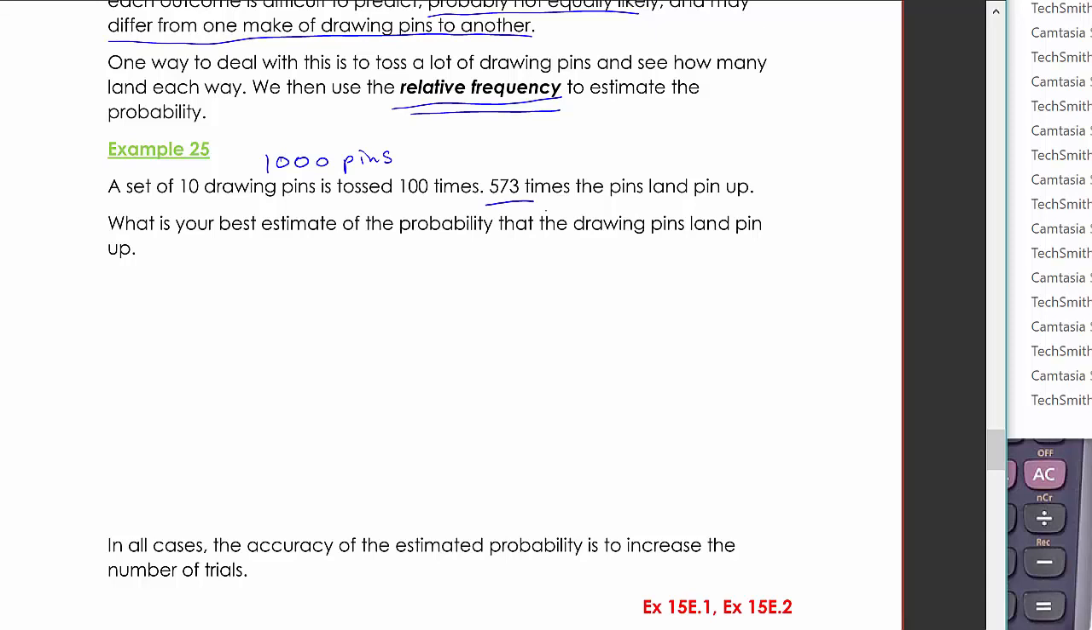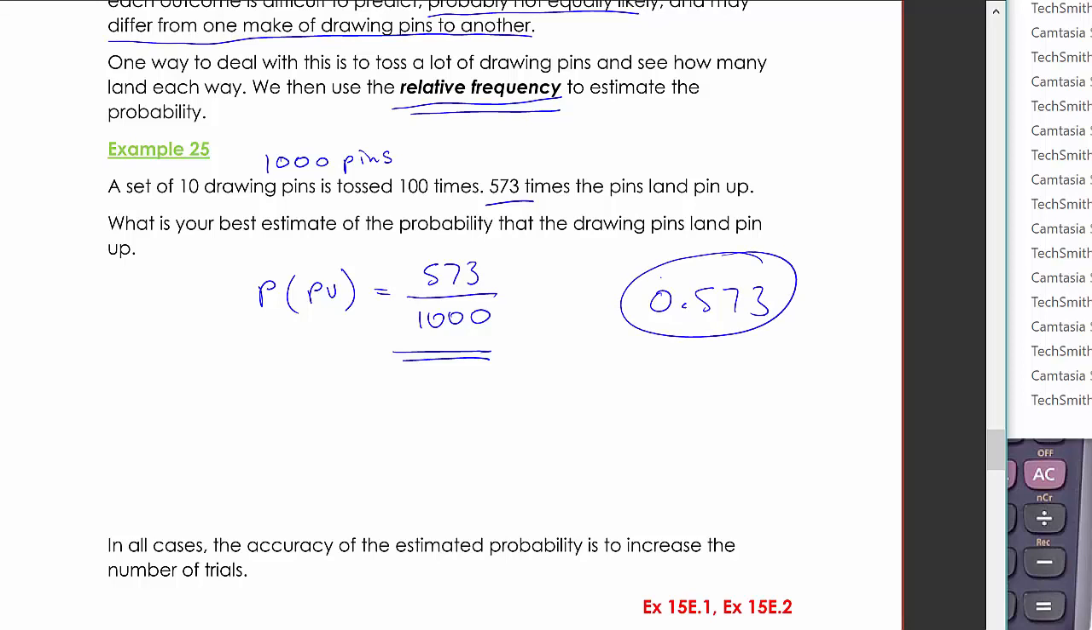573 times the pins land pin up. What's your best estimate of the probability that drawing pins land pin up? So the probability of pin up is going to be the number of times that happened divided by the number of times we threw the drawing pins. So 573 over 1,000, or 0.573 if we give that as a decimal.